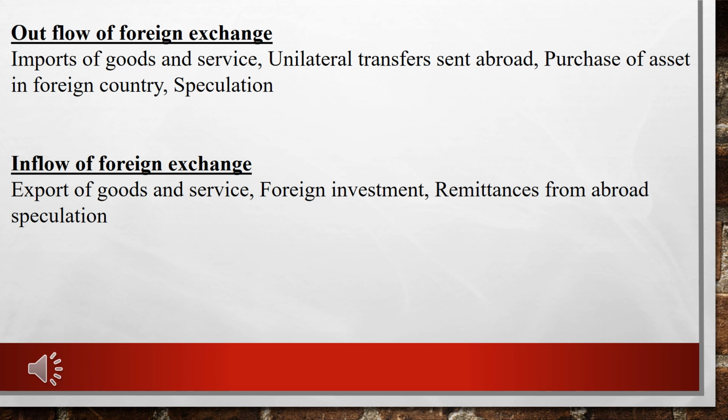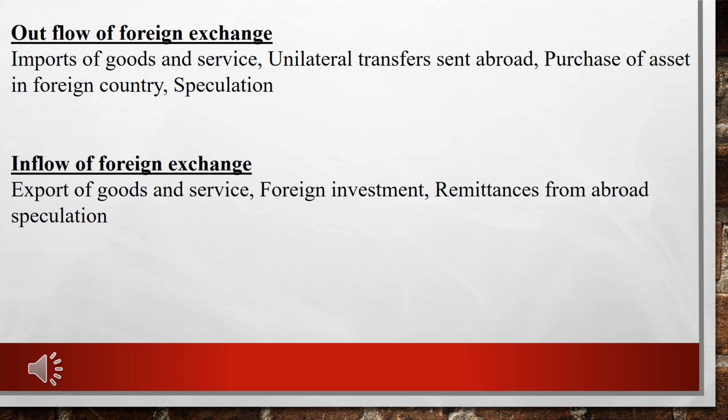Outflow of foreign exchange. Imports of goods and services, unilateral transfers sent abroad, purchase of assets in a foreign country, and speculation are the outflow of foreign exchange.